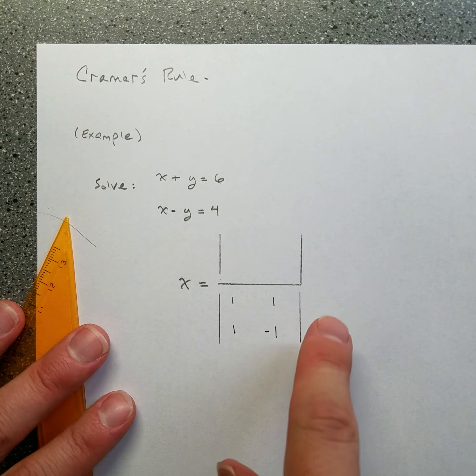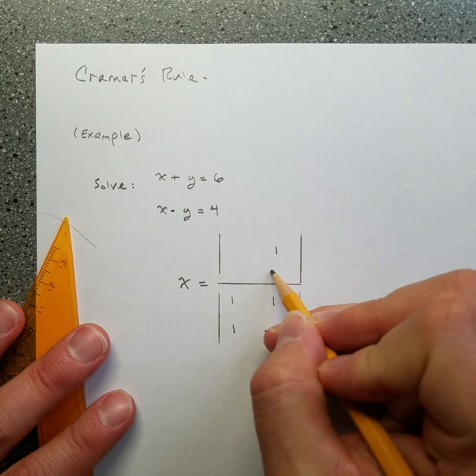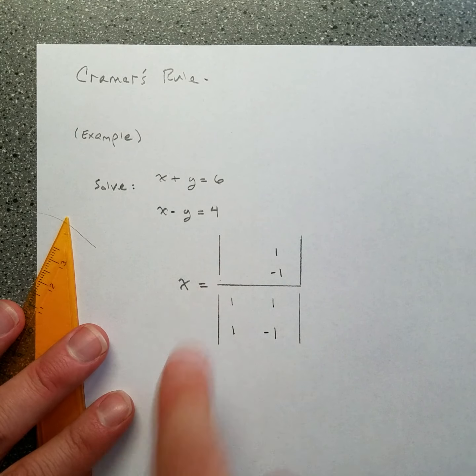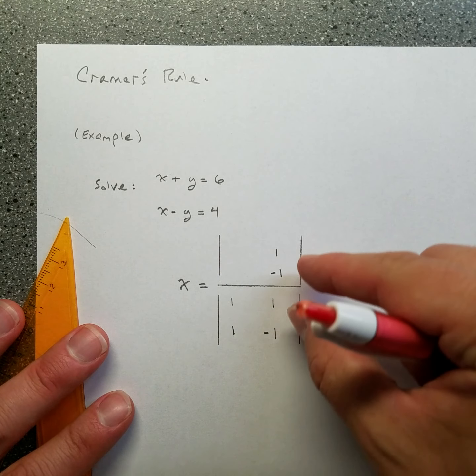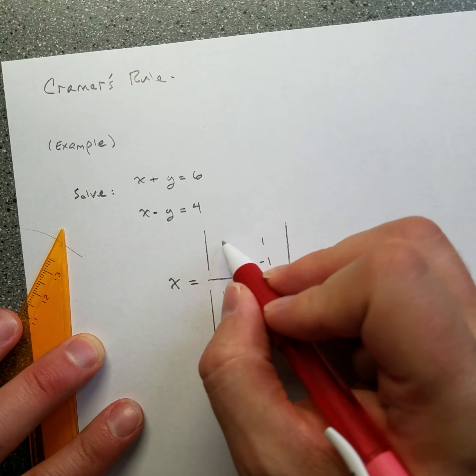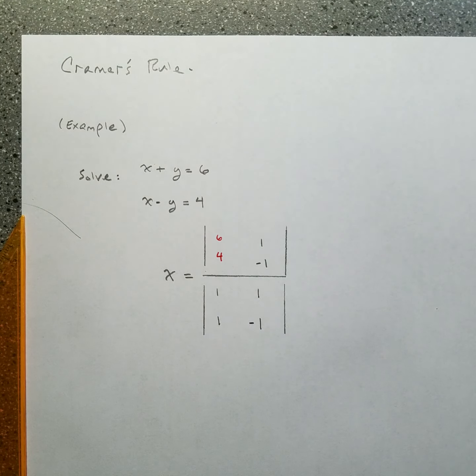Now, in other words, how about this? Copy this down, but leave the first column blank. Why leave the first column blank? Well, because we're trying to solve for x. So just copy that down, but we'll put 6 and 4. They're solving for x. Okay? All right. Now, so that's the setup.